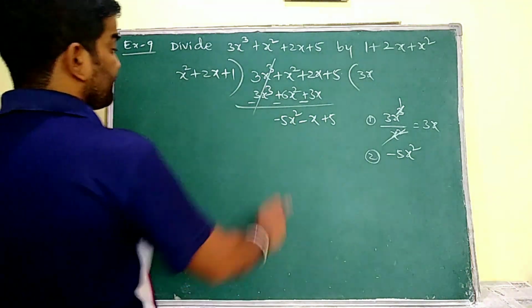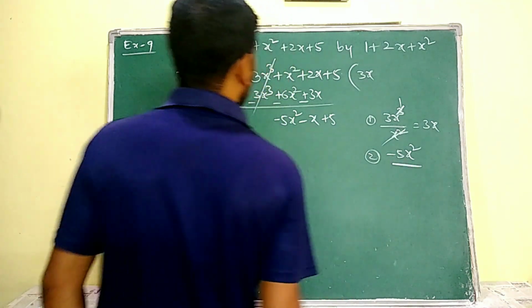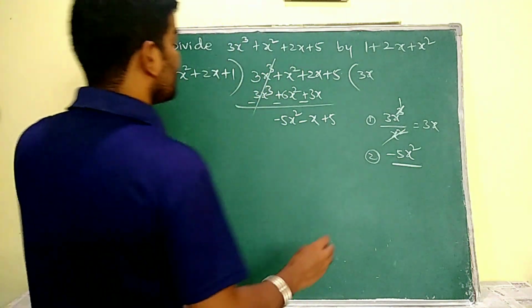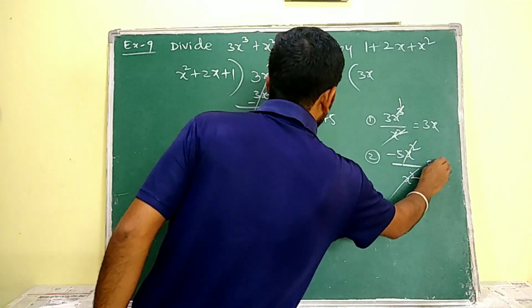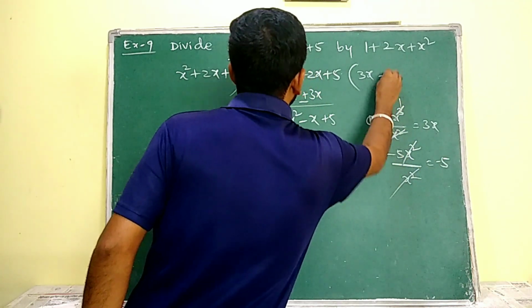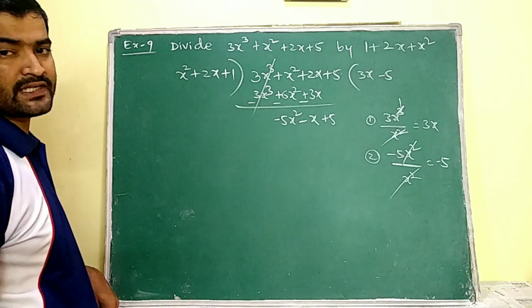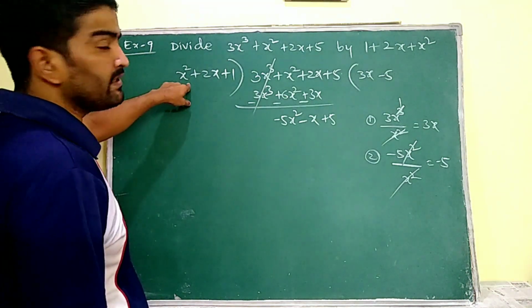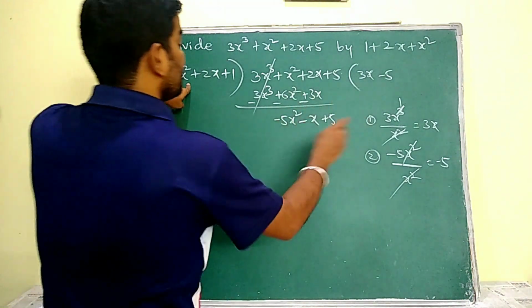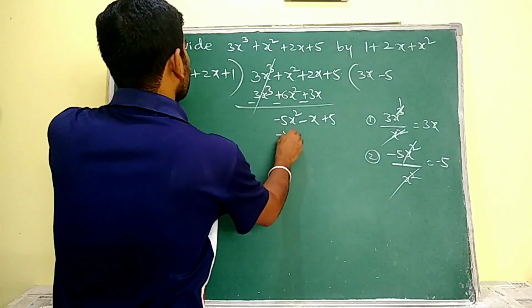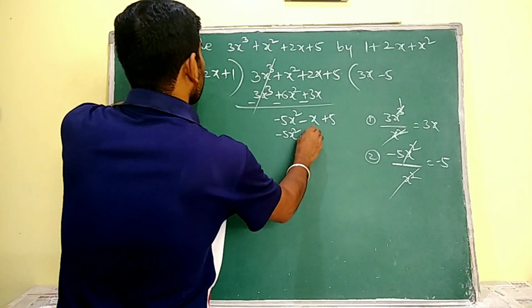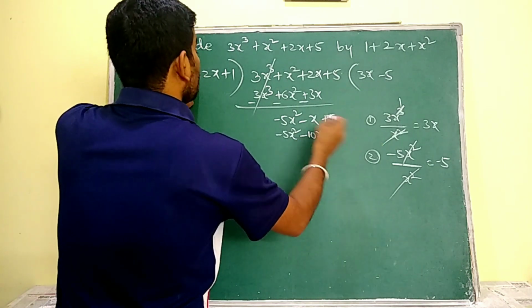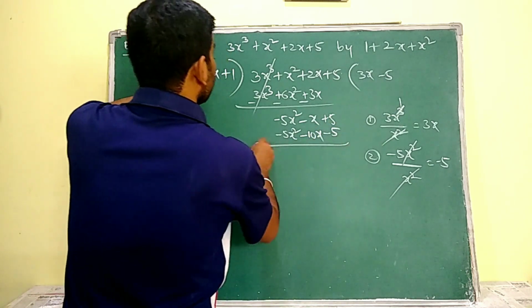Here the first term is minus 5x square. I have to divide this minus 5x square by the first term of the divisor. x square and x square are going to be cancelled and it is minus 5. The second term of the quotient is minus 5. I have to multiply the divisor with that minus 5. Minus 5 into x square, minus 5x square. Minus 5 into plus 2x, minus 10x. Next, minus 5 into plus 1, minus 5.